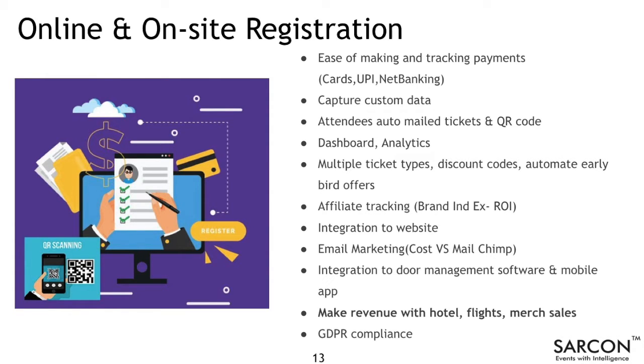Now, they can make the payments using credit card, debit card, net banking, UPI, or any of the other online methods that are available. You can also capture custom data about your attendees depending on the type of your event. And what would happen is, as soon as an attendee purchases his ticket, he will get an email that will contain his ticket and also the QR code on the ticket.